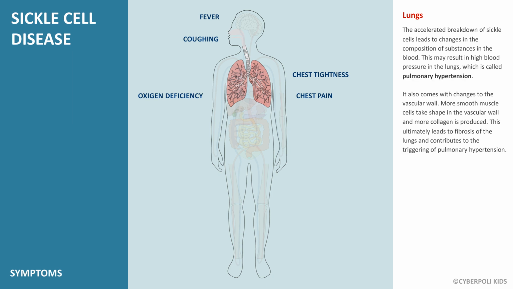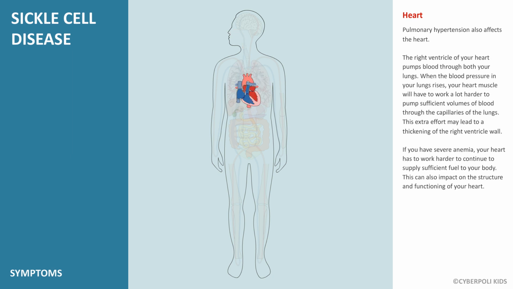The accelerated breakdown of sickle cells leads to changes in the composition of substances in the blood. This may result in high blood pressure in the lungs, which is called pulmonary hypertension. It also comes with changes to the vascular wall. More smooth muscle cells take shape in the vascular wall and more collagen is produced. This ultimately leads to fibrosis of the lungs and contributes to the triggering of pulmonary hypertension.